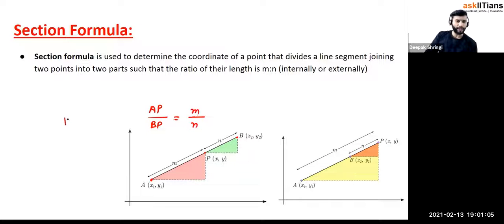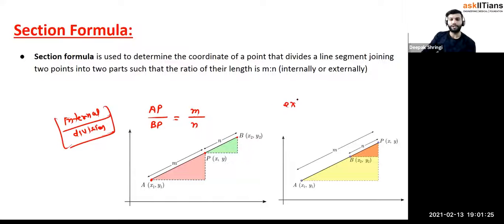This thing is called internal division. What is it called? Internal division. So right now there is a point P which is dividing the line segment AB in the ratio of m upon n, and the point P lies in between A and B. The point P lies in between A and B. That's why it is called the internal division, right, guys?